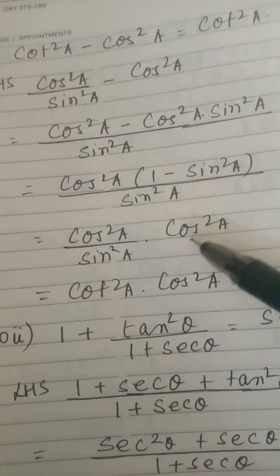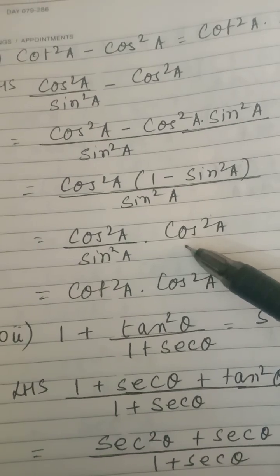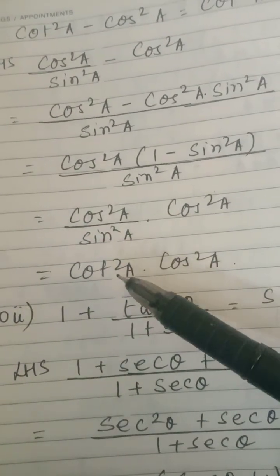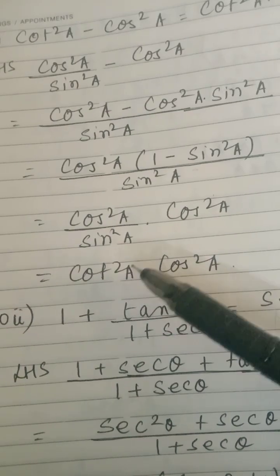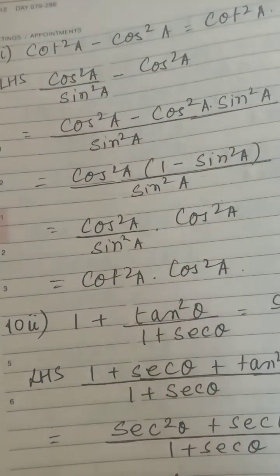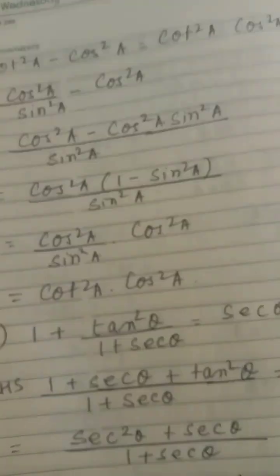So by the identity, 1 minus sine square A can be written as cos square A, and cos square A by sine square A equals cot square A into cos square A. This is the right side that we had to prove.